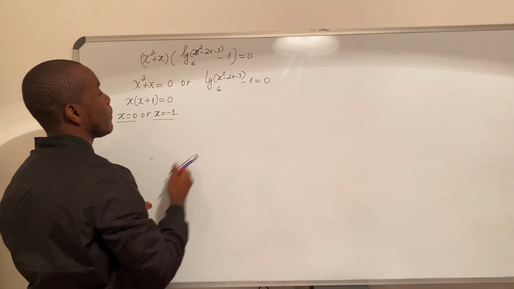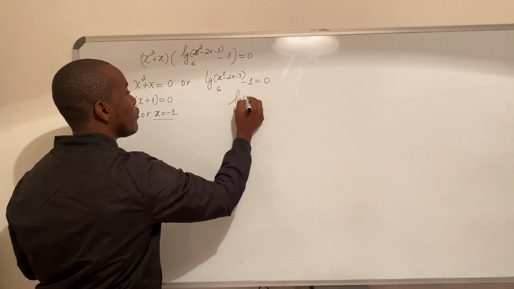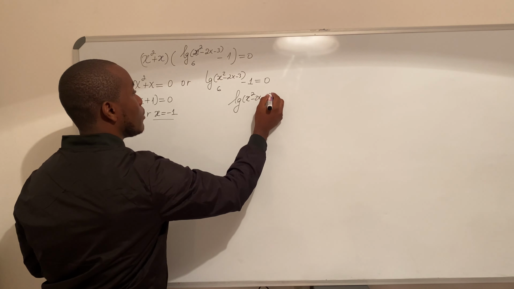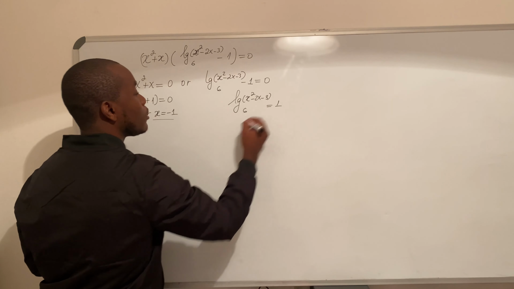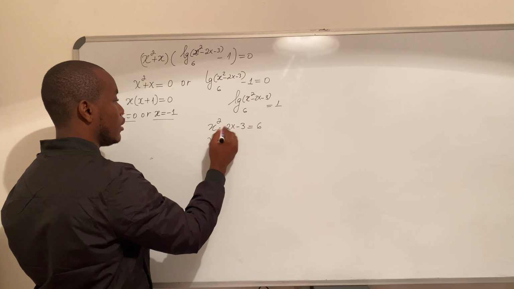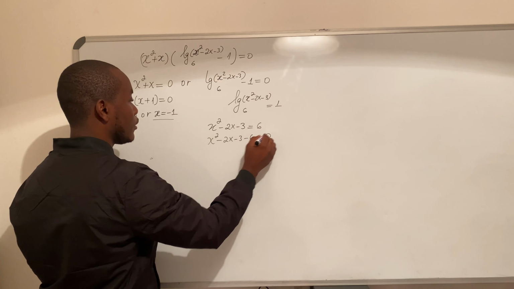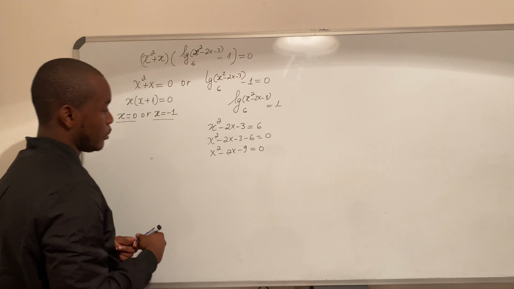Now let's solve this one. This negative 1 can go to the other side to be positive. Why do we have to send it? Because we have to apply the fundamental log definition, which says the argument will be equal to the base of the log to the power the number there, which is 1. So I can send this 6 here. I will have x squared minus 2x minus 9 equal to 0.